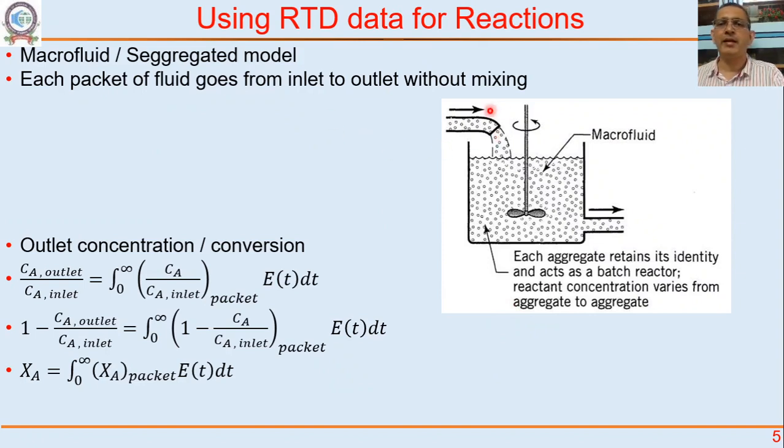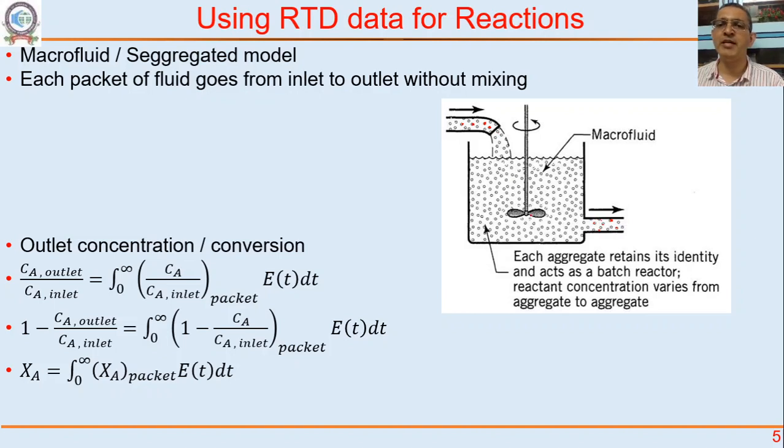Okay, so what is the meaning? Suppose there is a tank here and there is an entry, liquid is coming in. Let's imagine that this liquid consists of many tiny particles, many packets of fluid. Let's call this a macro fluid or a segregated fluid. Each packet is going to spend some time and go out. Let's say there is a packet here. This packet spends 3 minutes and goes out. Another packet spends 5 minutes and goes out. Another packet spends 12 minutes and goes out. Another packet spends 1 minute and goes out. All right.